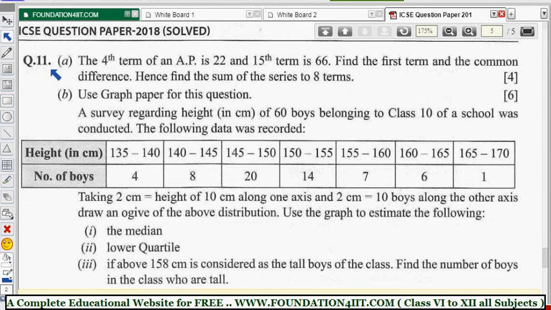So in question number 11, we have only two parts, A and B. First is for 4 marks and second is for 6. So this is a progressions question. The fourth term of an AP is 22 and the 15th term is 66. Find the first term and common difference, and based on that find the sum of the series to 8 terms. Okay, let's solve this.